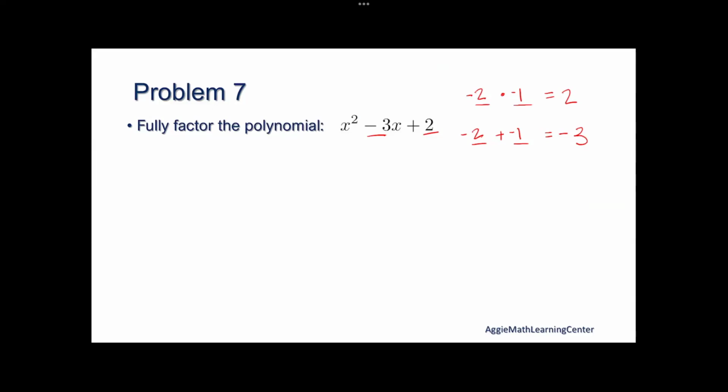So when we figure that out, now at this point, we can just rewrite this. This is always going to be equal to x minus 2 and then x minus 1 once you've found those 2 numbers. So it's super easy when you have a 1 as your coefficient on your first term, because once you've found your 2 numbers, you can just plug them into the factored form. So this should be our answer right here.